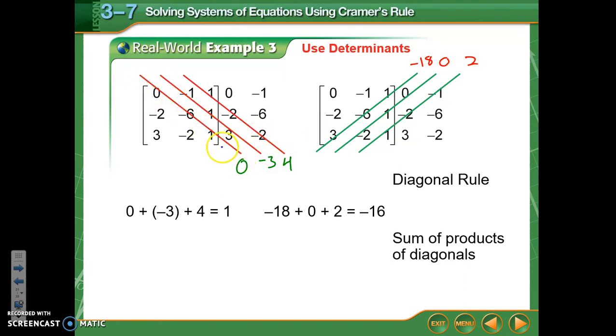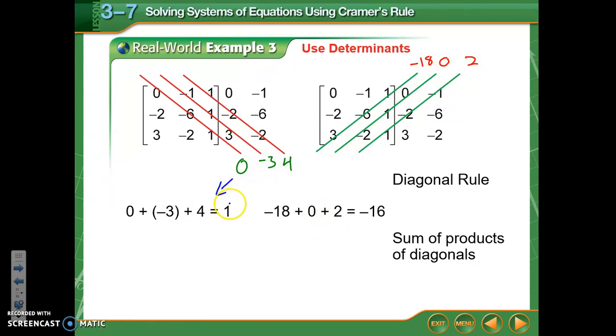So when I multiply down this diagonal, I get 0. Here I get negative 3, and here I get 4. And over here, they're showing you that they're adding them all together to get 1. Then I do my upward diagonals and get negative 18, 0, and 2. Add those together to get negative 16.